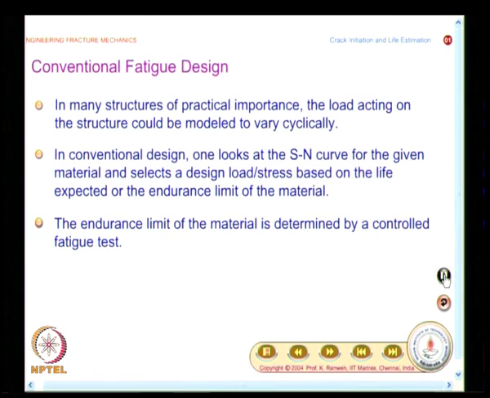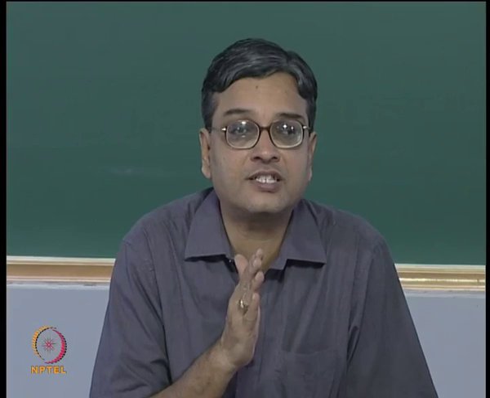And what do you do in a conventional fatigue design? You will take the help of an SN curve for a given material. From that, select a design load or stress based on the life expected or the endurance limit of the material. This is how you proceed, and you have to keep in mind that modern research says there is nothing like an endurance limit for any material. At some value of cyclical stress, the material always fails. Maybe it may take a long time; that is the modern understanding.